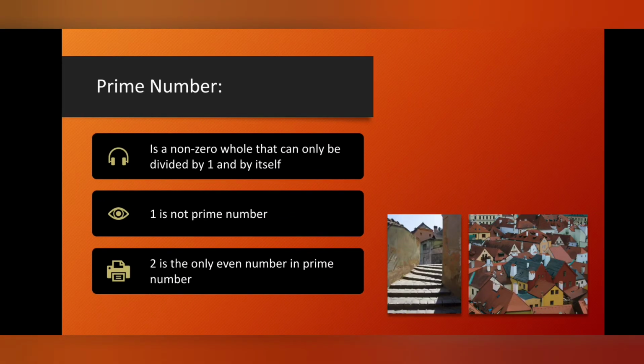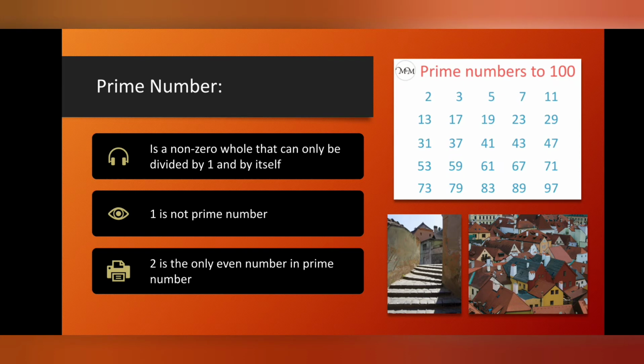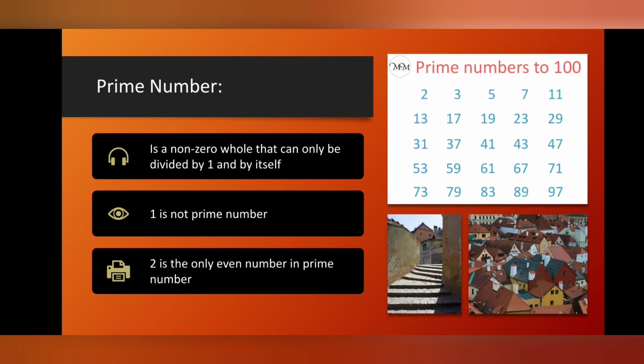Prime numbers is a non-zero whole number that can only be divided by 1 and by itself. 1 is not a prime number. 2 is the only even number in prime numbers. This is an example of prime numbers to 100. 2, 3, 5, 7, 11, 13 and so on.